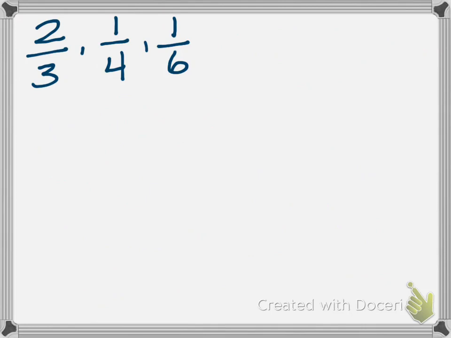Here I have the fractions 2/3, 1/4, and 1/6. I am going to come up with a common denominator by finding multiples. So I'm going to start with 3. I'm going to go to 4, and then through 6. Take just a moment while I pause this video and list the first 5 multiples of each of these numbers.